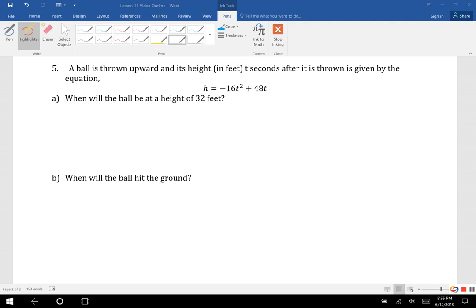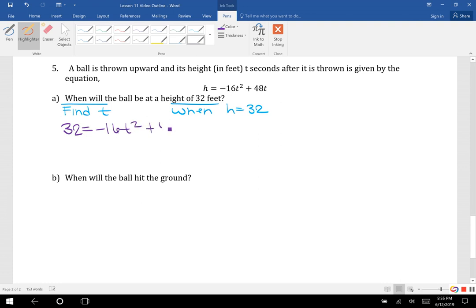This problem is basically asking us to find t, that's the when, when the height is 32. So I'm going to plug 32 in for h. So I've got 32 equals negative 16t squared plus 48t. And then I can try to solve this.